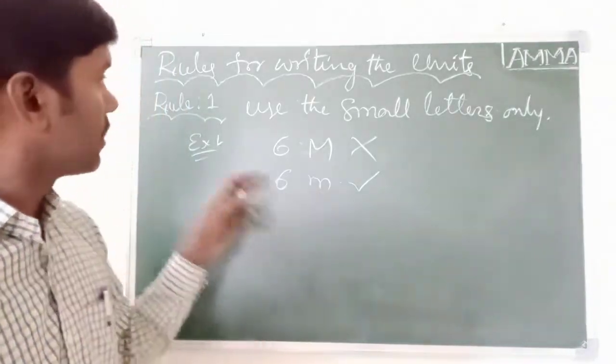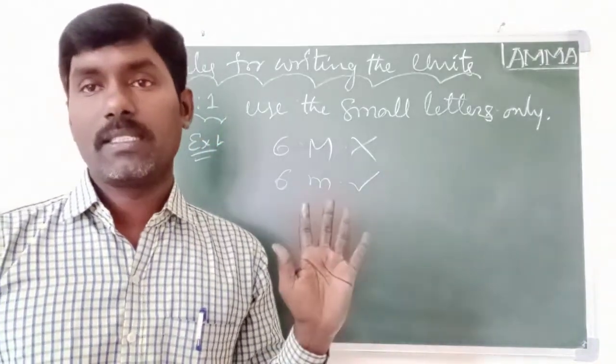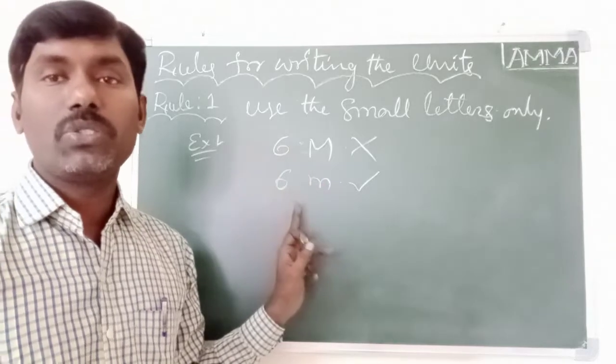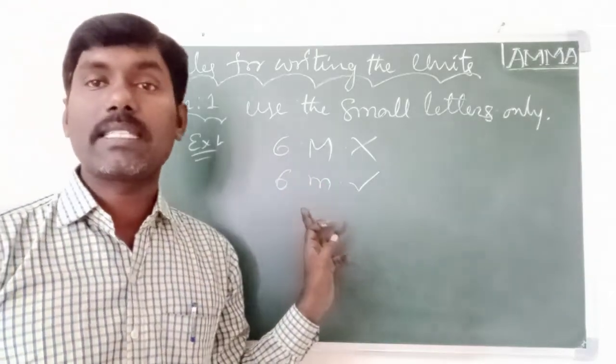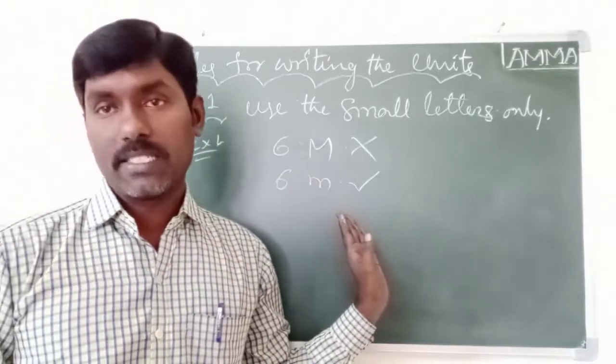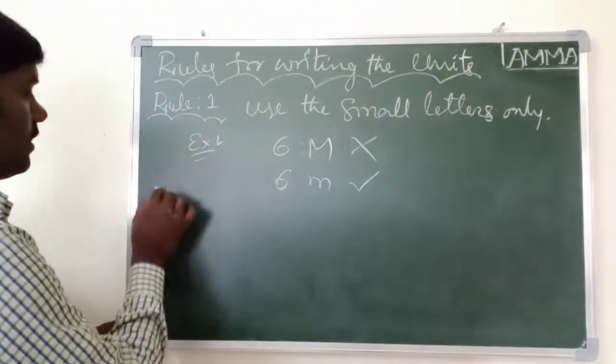Once again students, rule number 1: when we write the units, don't use capital letters. Just use small letters only. We should represent any unit of every physical quantity with small letters only. This is the first rule of the representation of the units. Okay? Then rule number 2.